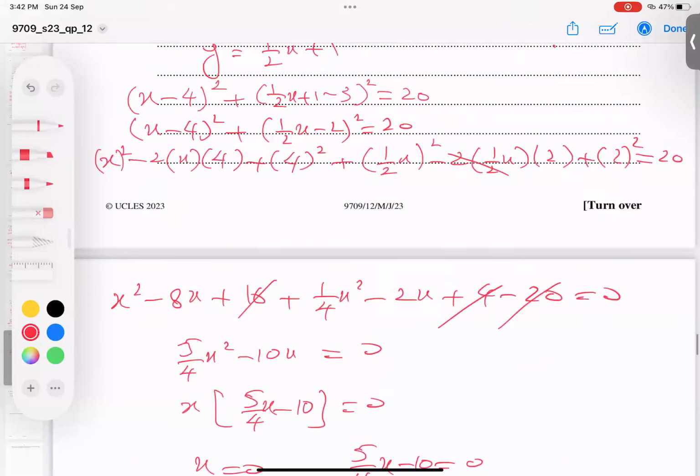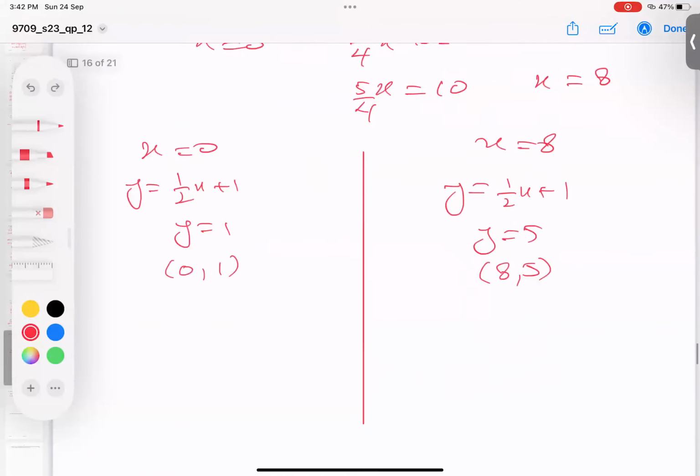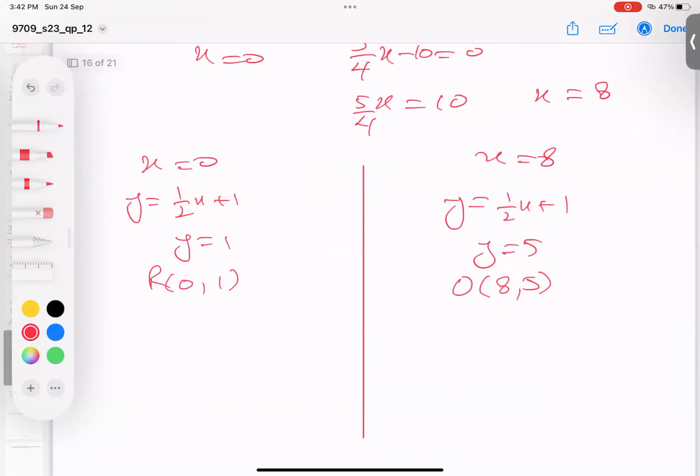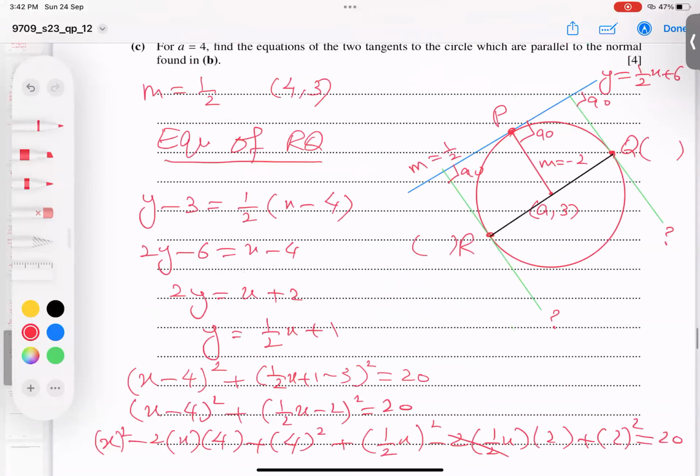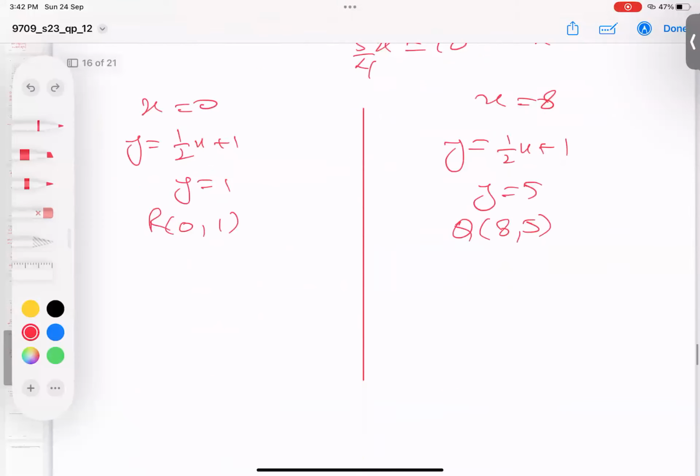It means one is R, one is Q. I've given this R and this Q. Now I'm looking for the green line equations. You know, the green line is parallel to this red line, which has a negative 2 gradient. So the green lines also have a negative 2 gradient; both gradients are negative 2.